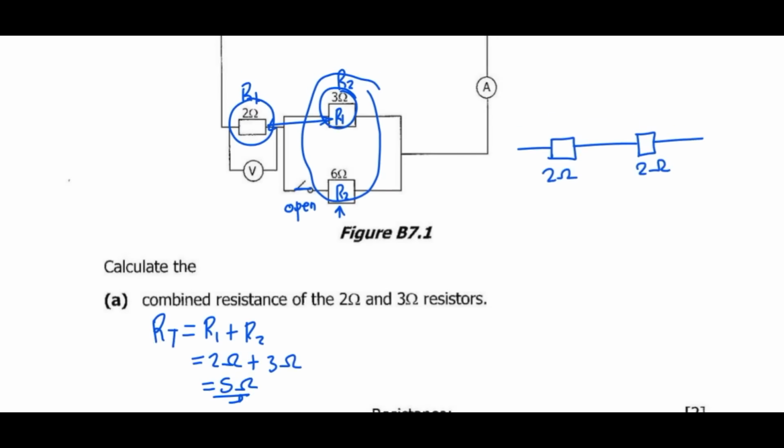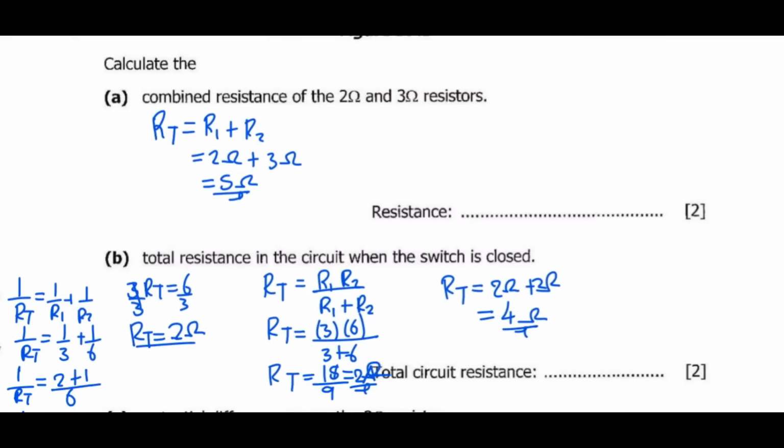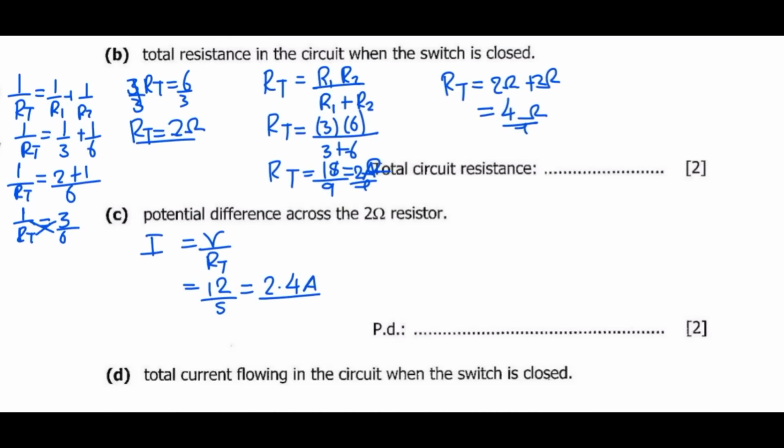So where is this 5 coming from? Maybe someone may be behind. The 5 is coming from adding this resistor and this, since this one is disconnected. So if I were to redraw, what is happening here is this. I'll just get the two resistors.